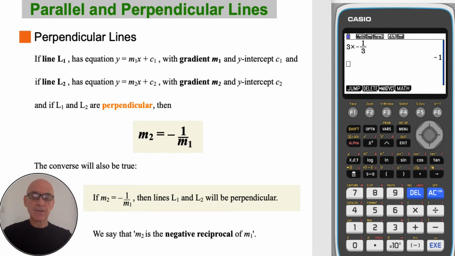In general, if line L1 has a gradient m1, and if line L2 has a gradient m2, and if the two lines L1 and L2 are perpendicular, then m2 is equal to negative 1 over m1. We say that m2 is the negative reciprocal of m1. The converse will also be true. If m2 is equal to negative 1 over m1, then the two lines L1 and L2 will be perpendicular.